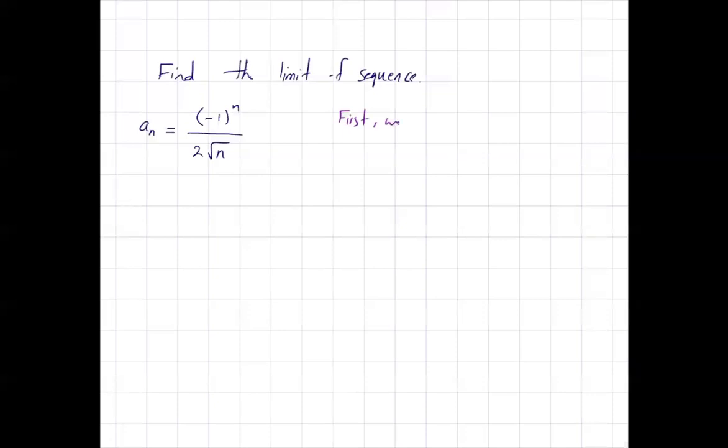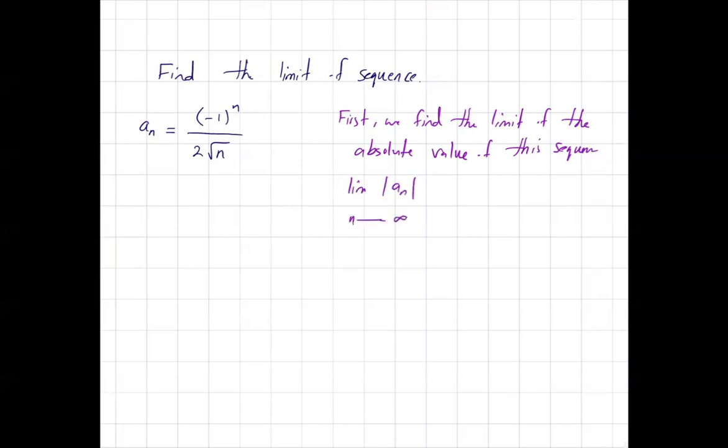First, we find the limit of the absolute value of this sequence. Why is that? Because we had a nice theorem. If the limit of the absolute value of a_n as n goes to infinity is equal to 0, then you can conclude that the limit of a_n is equal to 0 as well. So this is the theorem of our focus.